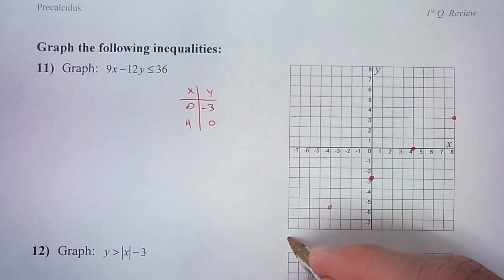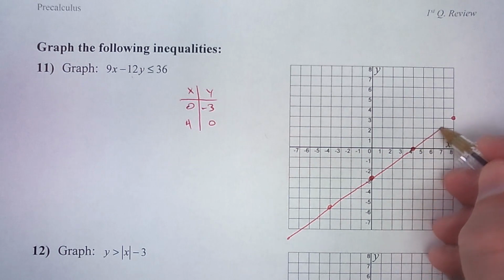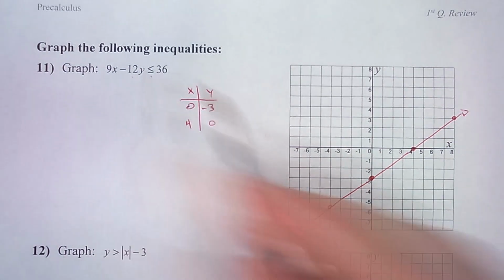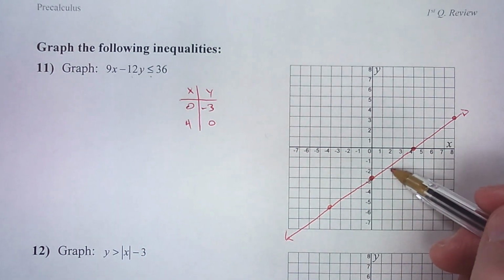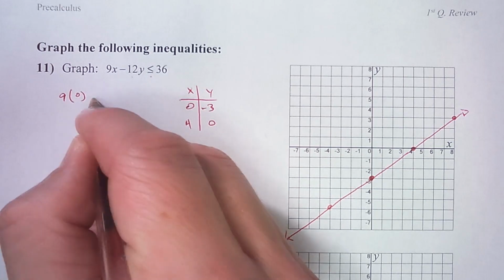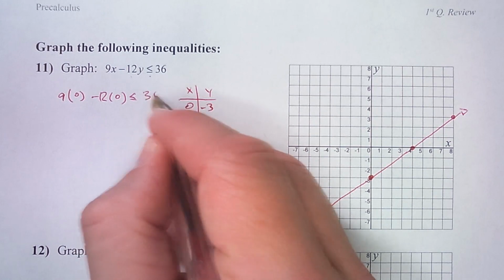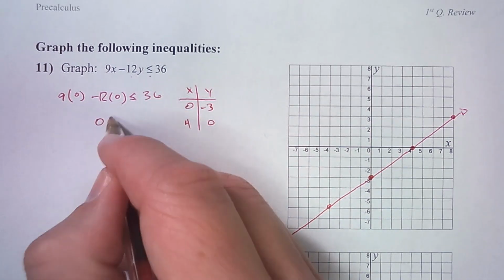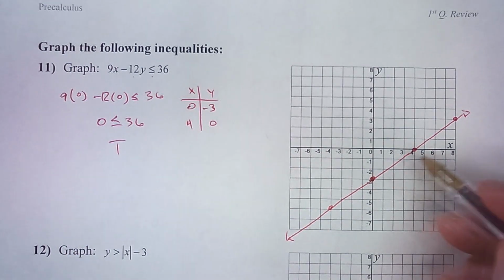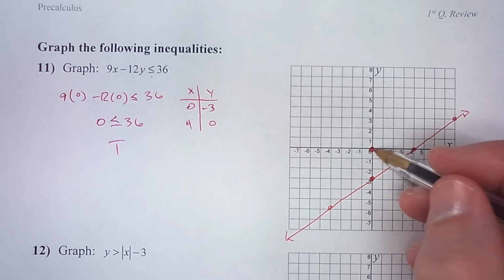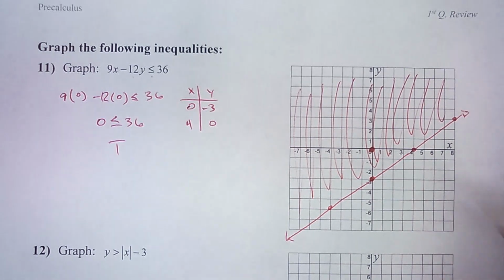Okay, so here is the line. And it is underlined, so I want a solid line here. If it was not underlined, this would be dotted. Okay, now we'll test the origin. 9 times 0 minus 12 times 0, so we're testing 0, 0, is less than or equal to 36. So that's 0 is less than or equal to 36. And that is true, which means I shade toward 0, 0. Okay, when 0, 0 makes a true statement, you shade toward it. So the shading is up here toward the origin.